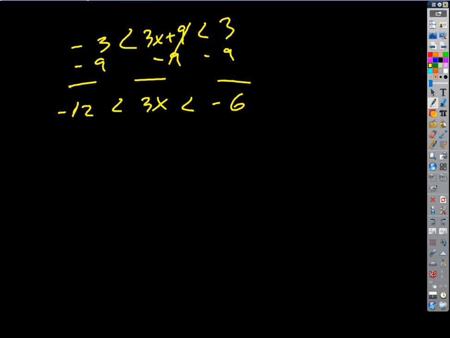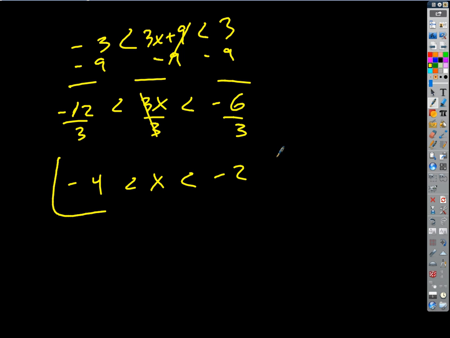Now what? Divide by 3. Divide by 3, good. So that gives me an x in the middle, and then over here I'm going to get -4, and over here I get -2. Yep, up and down. So that's my answer. No big deal, right?